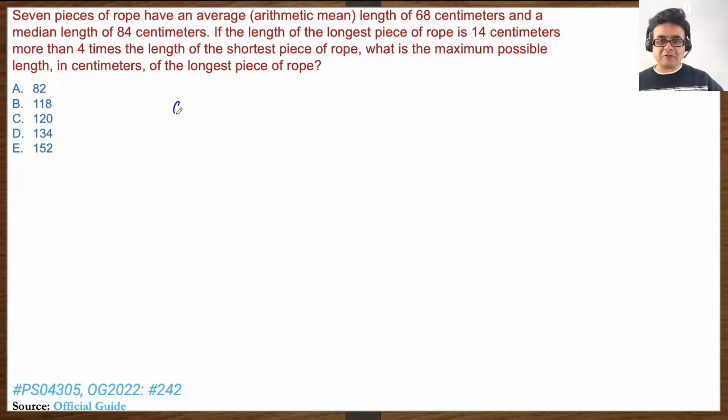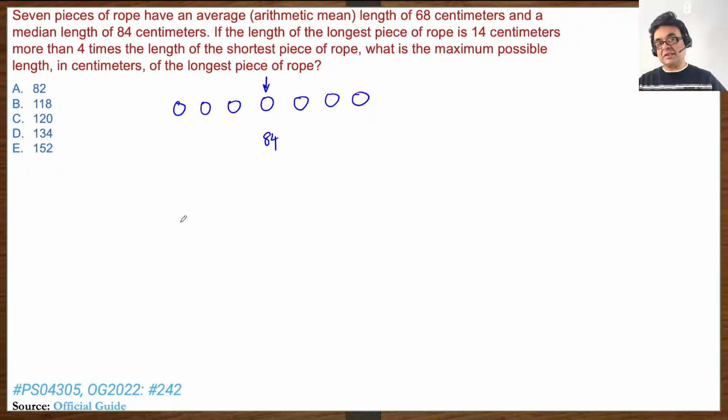So let me start with the 7 pieces: 1, 2, 3, 4, 5, 6, 7. And I will start writing down what has been given to me. First, I have been given a median, which has to be the middle value. The middle value has to be the value number 4, and that is 84. So this is given to me, right?